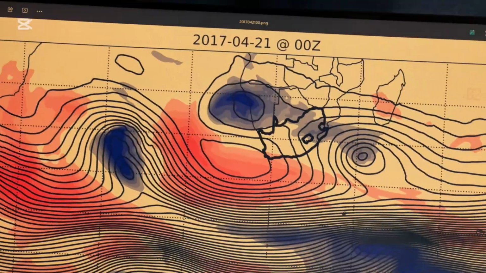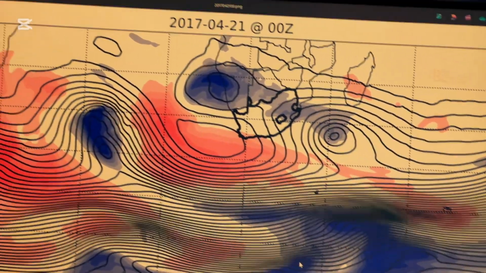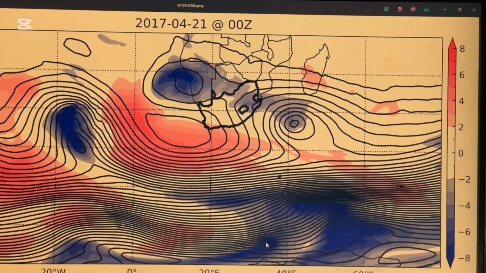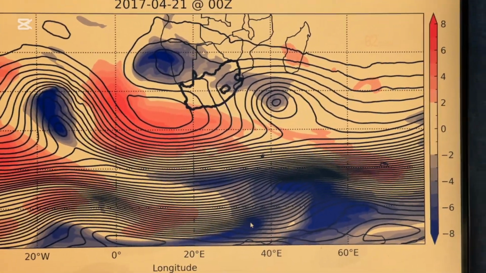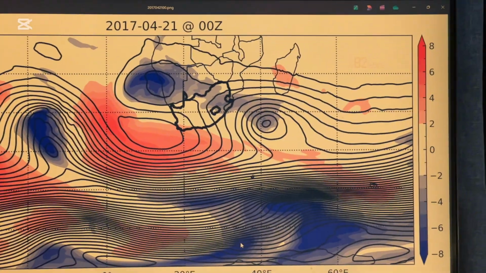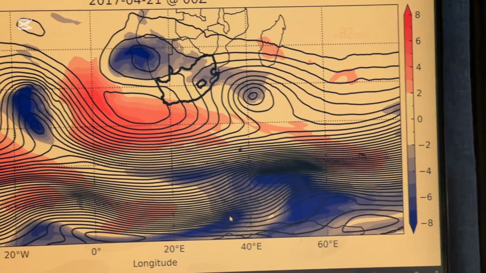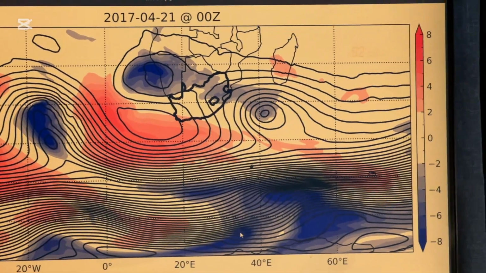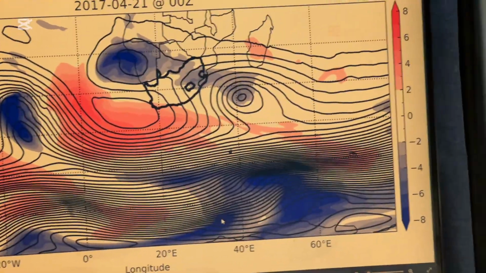There it is. These are systems that I found in my honors year. So the contours are the 500 hectopascal geopotential height fields, and the shading are the temperature anomalies. So the blue corresponds to cold temperatures, and then the red corresponds to warmer temperatures.